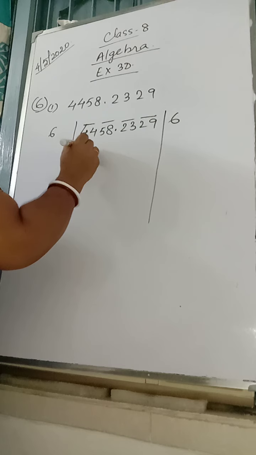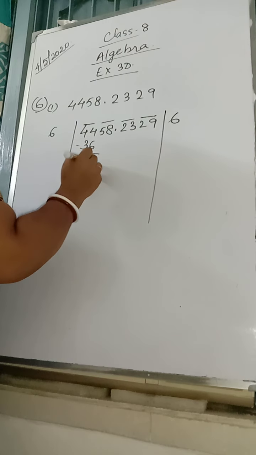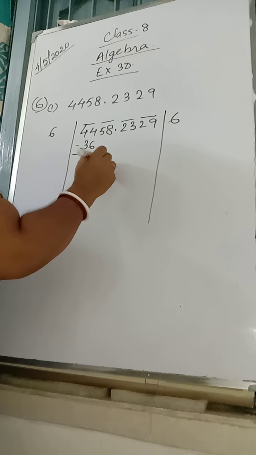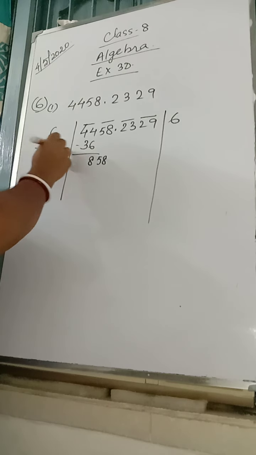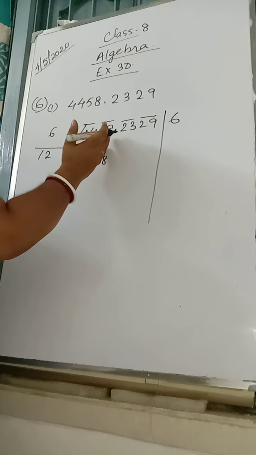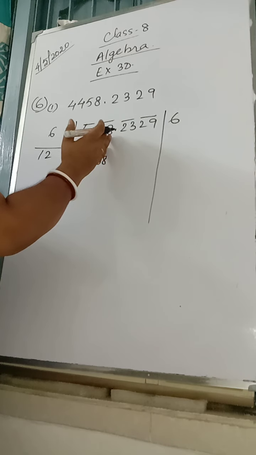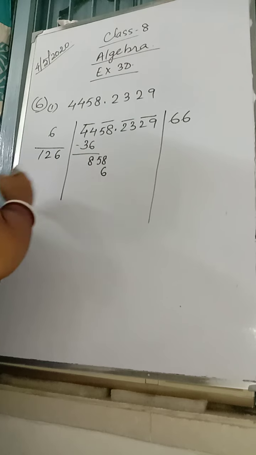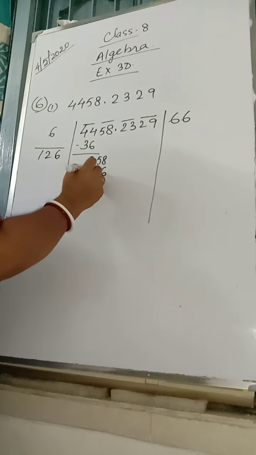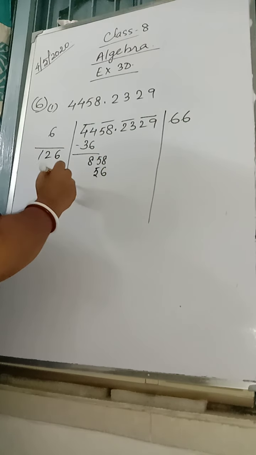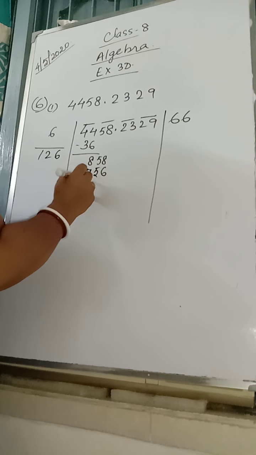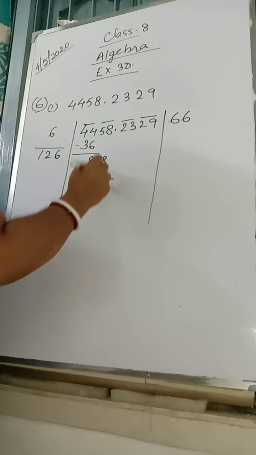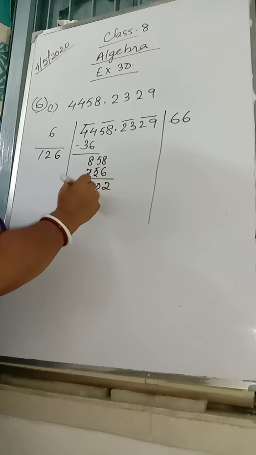I have taken 6. 36, and 58 is coming down. Double of 6 is 12. 12 sevens are 84, but it will be more. We have to apply 6 again. 6 sixes are 36. 6 twos are 12 and 3 is 15. 6 ones are 6 and 1 is 7. 8 minus 6 is 2, 0, 1.